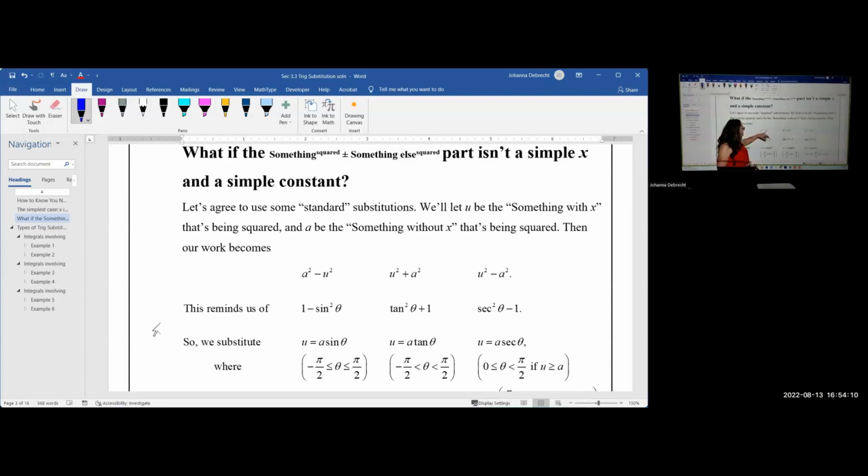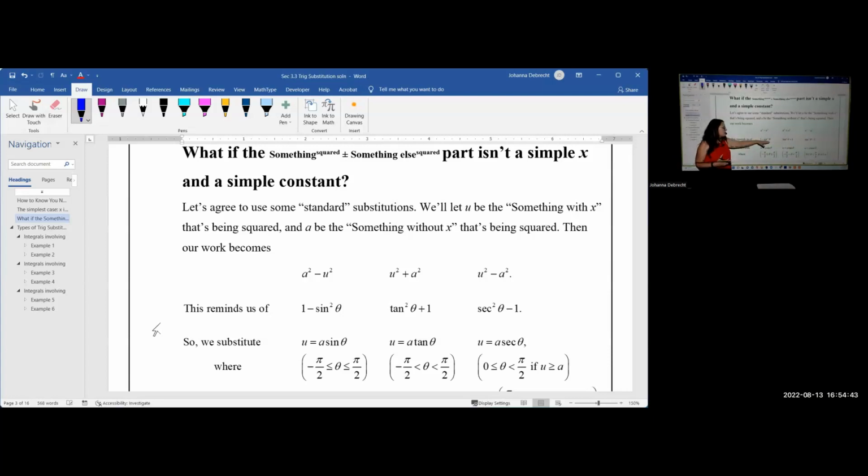Well, in that case, we're going to let u be the something with x, and we're going to let a squared still be the constant part. So a is constant, a squared is constant. u has the variable x in it, but it's a function of x. So we have three possibilities. Again, same three as last time: the constant minus the variable thing squared, plus the constant thing squared, and the variable thing squared minus the constant thing squared. Same thing we saw last time.